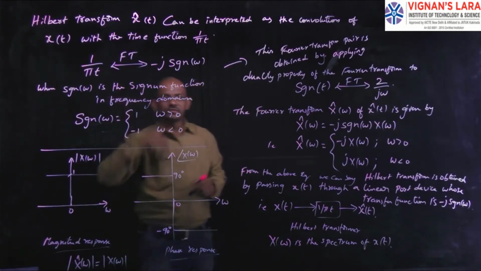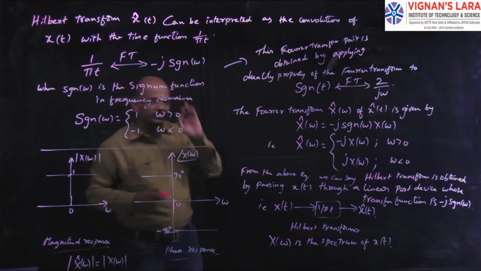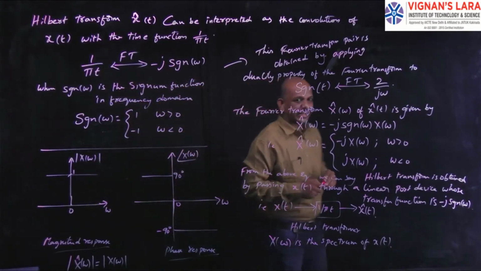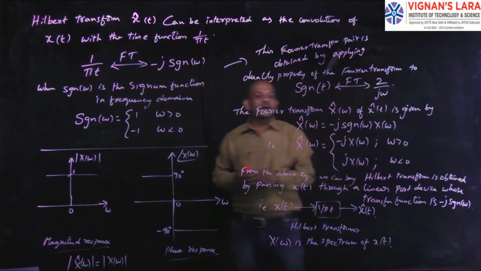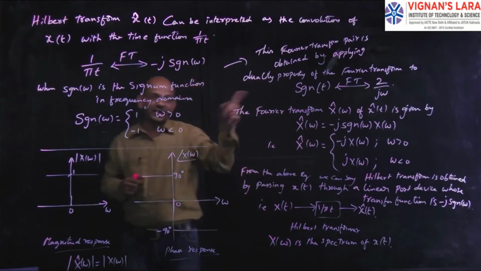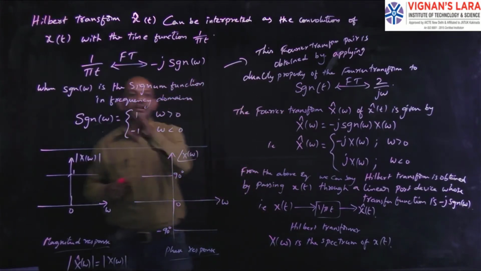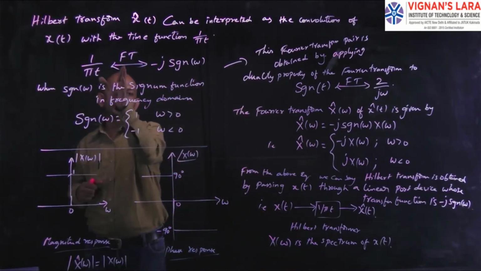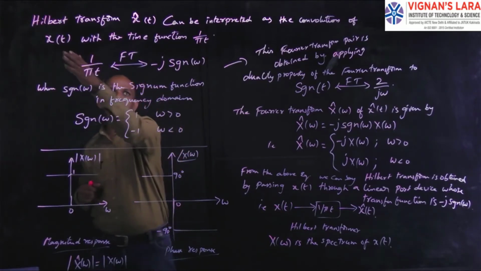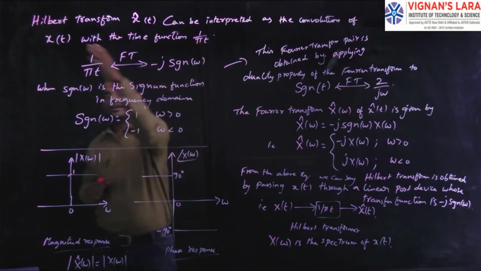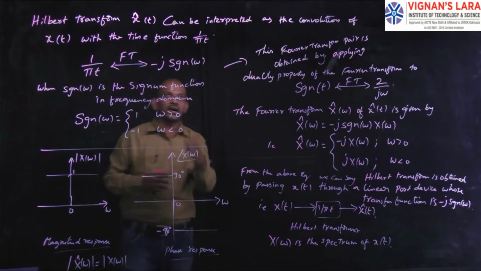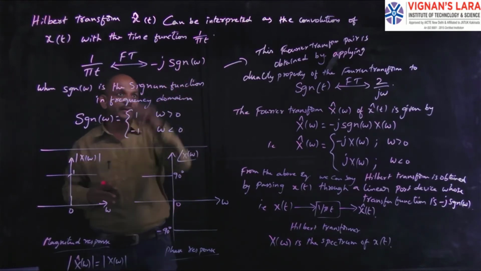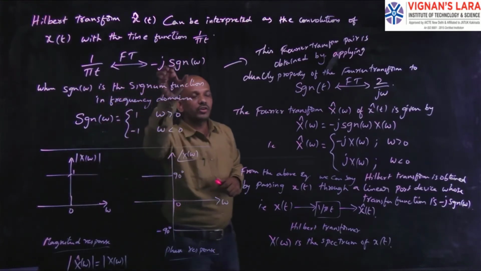Okay, so why we have gone for this is that the convolution of two signals in the time domain is transferred to the multiplication of the Fourier transforms in their frequency domain. For that, I am finding the first Fourier transforms of the signals. So here the signals are x of t and 1 by pi t. For x of t, the Fourier transform is X of omega, and for 1 by pi t, the Fourier transform is minus j sgn of omega.